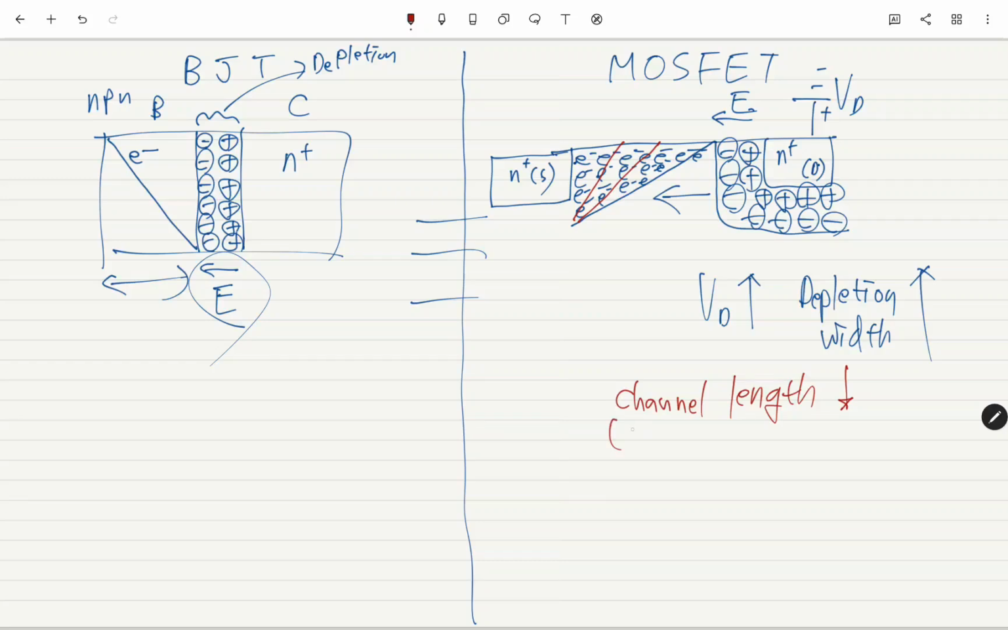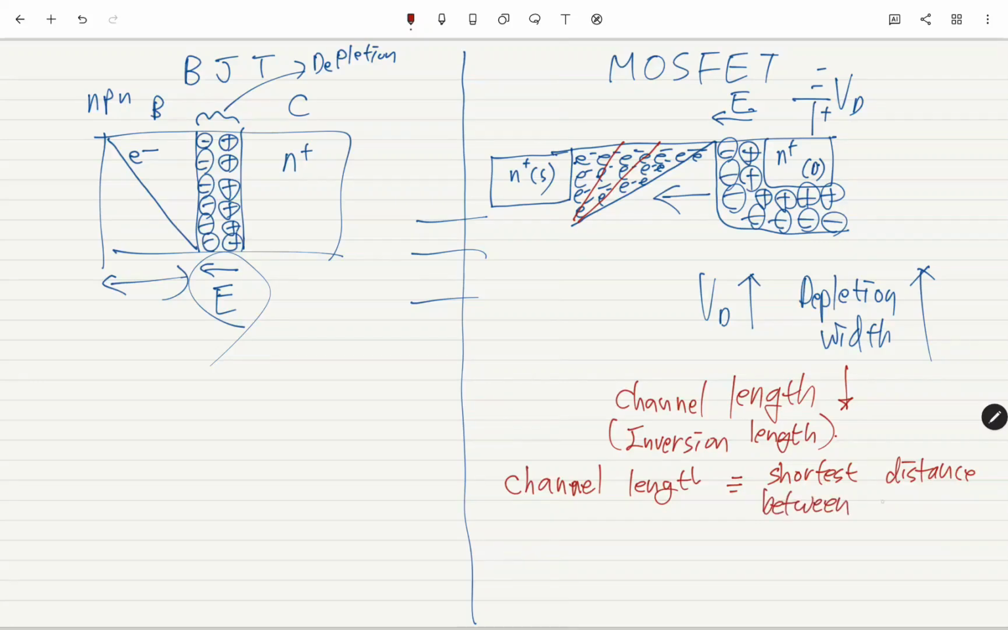Okay? What did I say about the channel length? Inversion layer length, right? Inversion length. Okay? So here, what is the definition of a channel length? The physical channel length: the shortest distance between source and drain. Okay, that is called channel length.